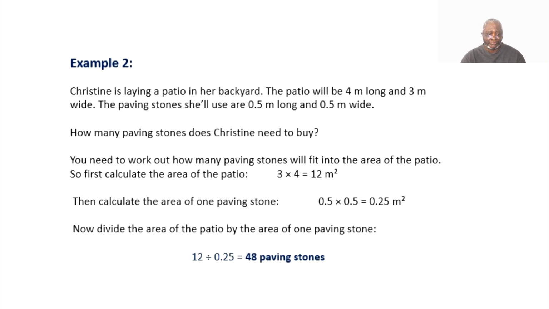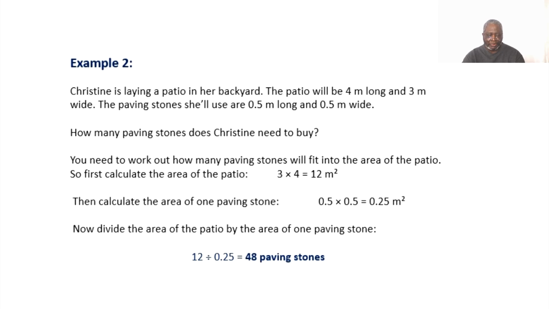Let's look at example 2. Christine is laying a patio in her backyard. The patio will be 4 meters long and 3 meters wide. The paving stones she'll use are 0.5 meters long and 0.5 meters wide. How many paving stones does Christine need to buy? If she buys too much, she'll waste money. If she doesn't buy enough, she will have to do without, and it will not be nice. Let's see what she does.